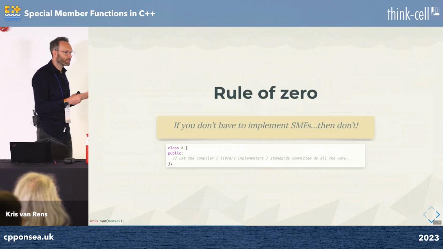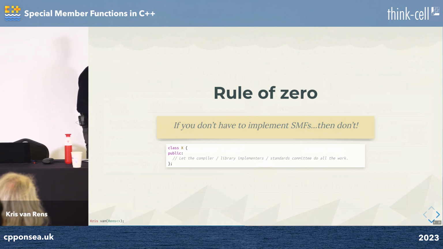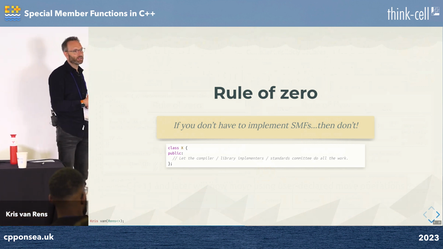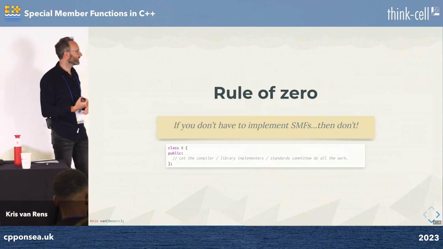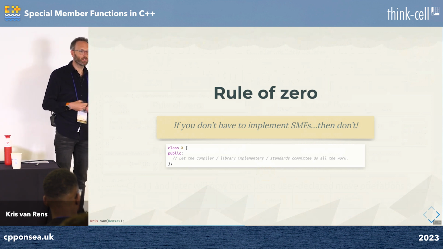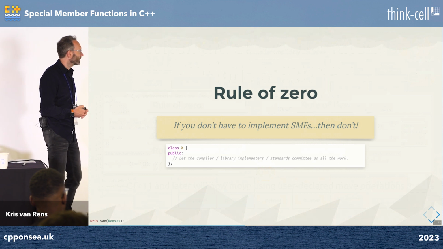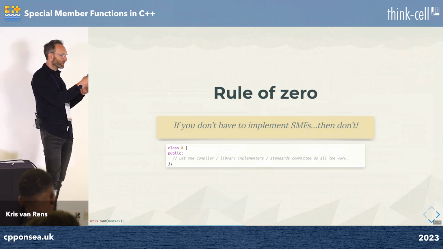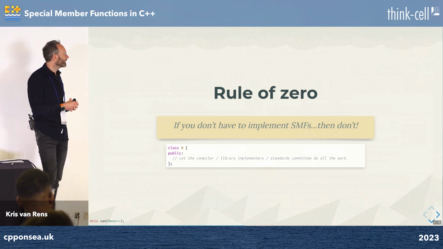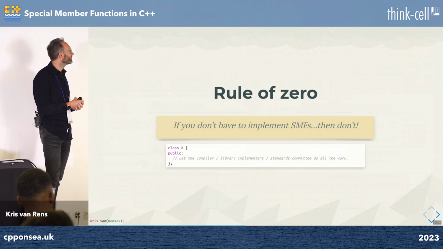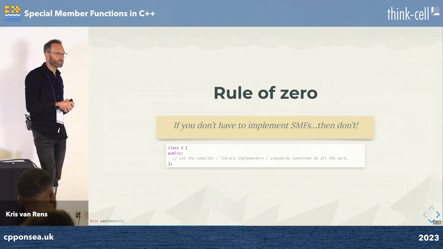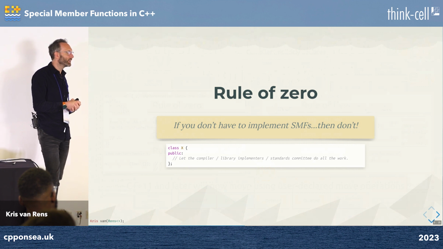Well, let's start with the rule of 0, right? Remember those first rows in the table, and also the very first example that I showed. If we do nothing, we get everything, right? Or at least if our types, also all the way down, do nothing, then we get everything for free. So that's the first rule, and it's actually really usable.